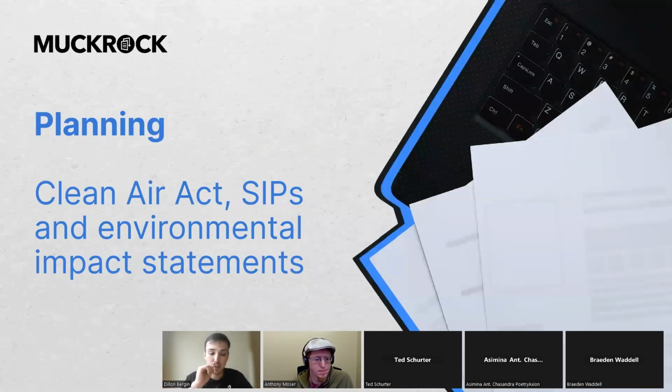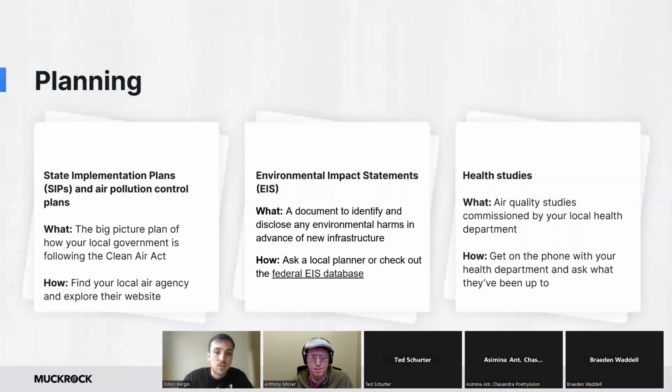So I'm going to start with planning, and we're going to talk a little bit about the Clean Air Act, SIPs, and environmental impact statements. Each part of my presentation today is going to have 3 slides with 3 types of documents. As you can see here, I'm going to talk a little bit about what those documents are very broadly, and then where you can get them and what you could use them for.